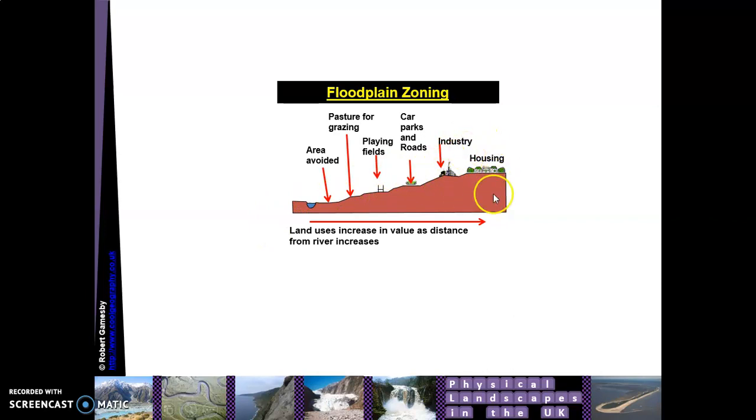And then finally, the most expensive thing is housing. So we put that right at the top of the slope because it's less likely to flood up there. So floodplain zoning, the real benefit is that it's obviously cheap to implement. You don't really have to do much apart from plan. But the negatives of it are that, again, it's not 100% accurate. If you get a really, really extreme flood that it hasn't taken into account, it can cause flooding in areas that you don't want to flood.